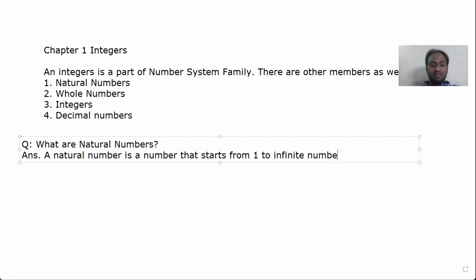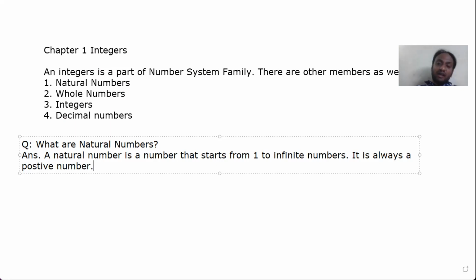Finite numbers. That means a number which basically starts from 1. And one more thing we have to add is that it is always a positive number. That means the number should be considered as a positive number. Okay, so I'll just give you an example.